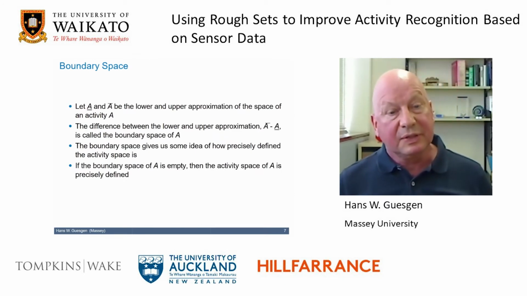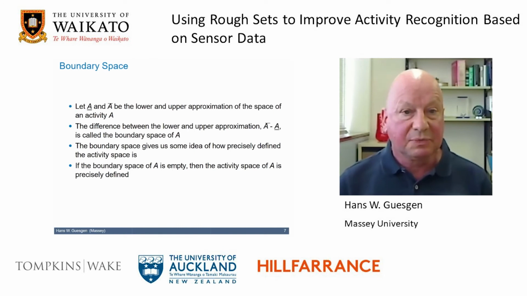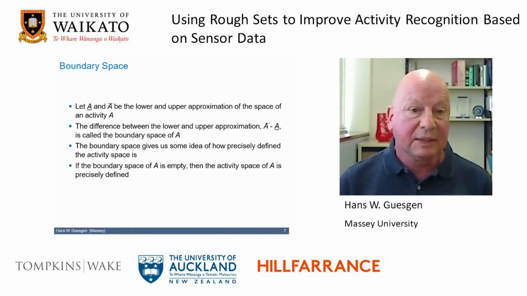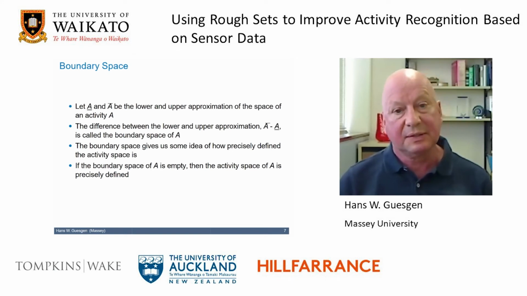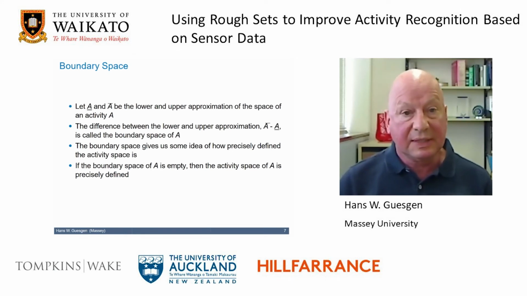What we are interested in is the difference between the lower and the upper approximation, because that gives us some idea how precisely defined an activity space is. Of course, if the boundary space is empty, then we know that all instances of a particular type of activity correspond to exactly one space. That means that the activity space of A is precisely defined. And if this is not the case, we have some vagueness in there.